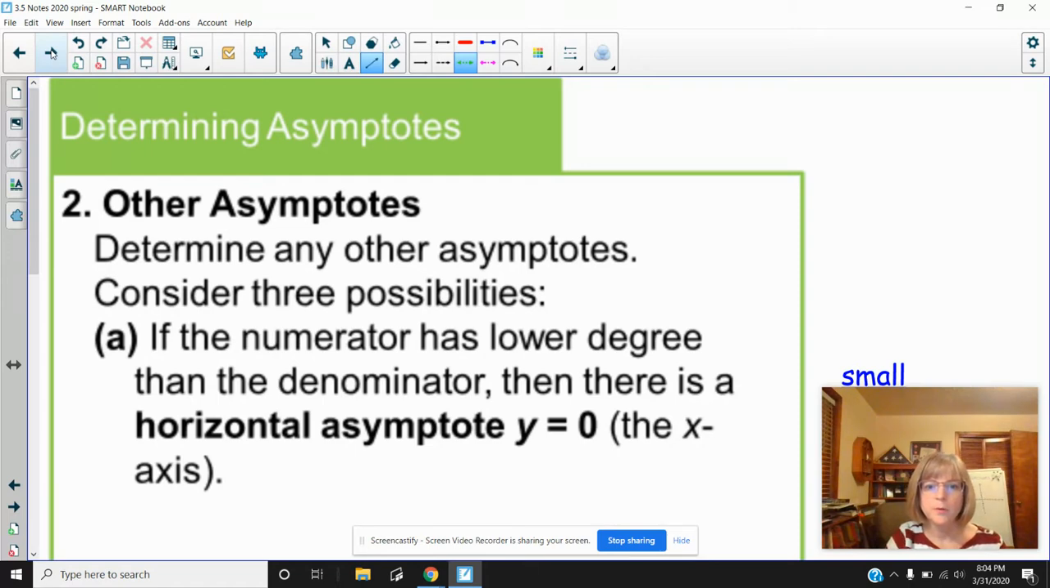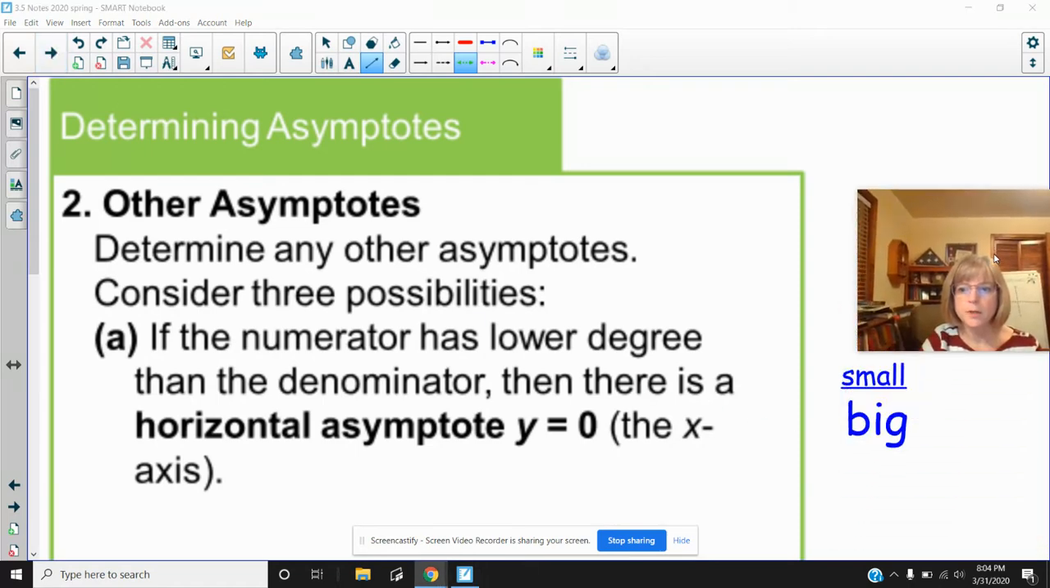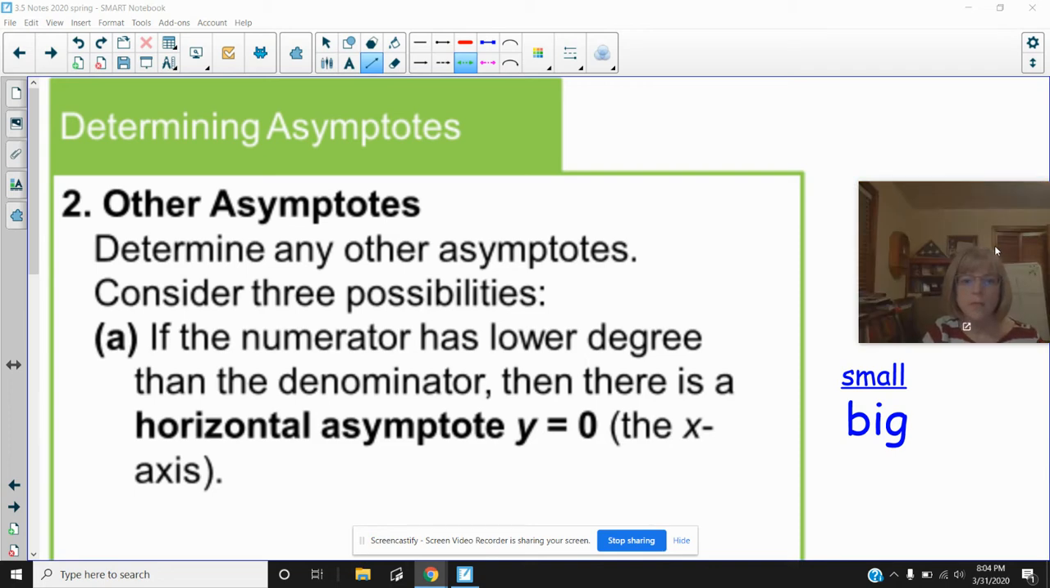So if the numerator has a lower degree than the denominator, then we have a horizontal asymptote at y equals 0, which is just the x-axis. So one way to remember that is if we have small over big, then we have the horizontal asymptote y equals 0.